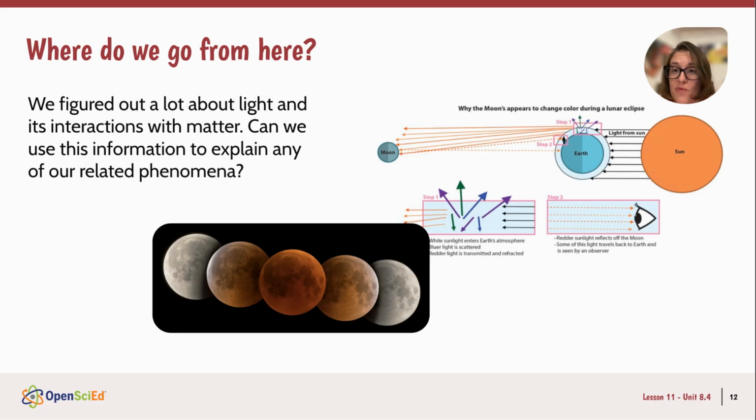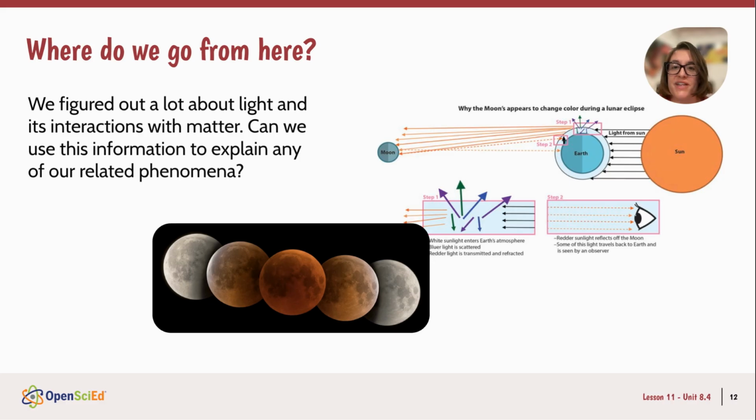Well, where do we go from here? We know that we've figured out a lot about light and its interactions with matter, and that makes us wonder, can we use any of this information to help us explain our related phenomena and why that moon turns red during a lunar eclipse?